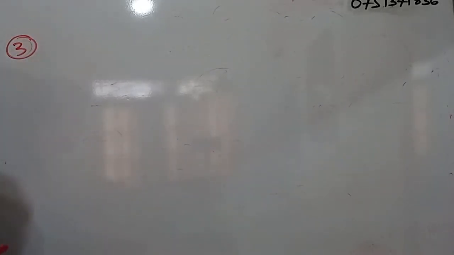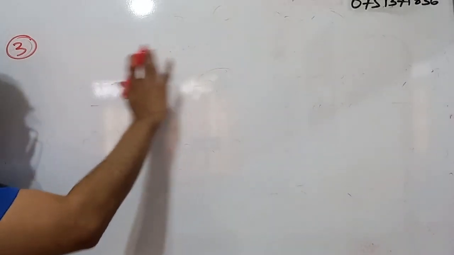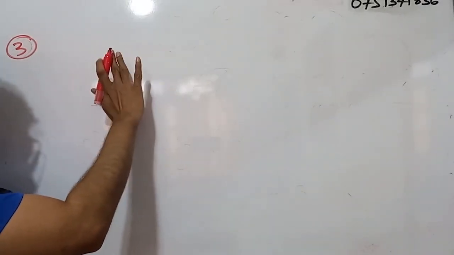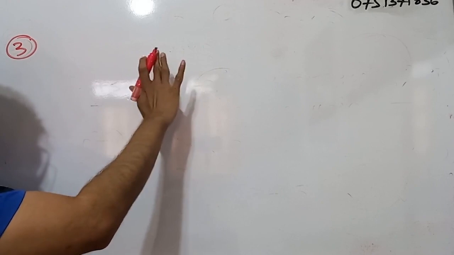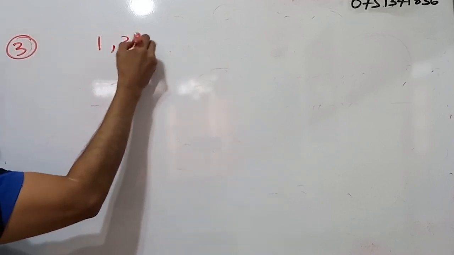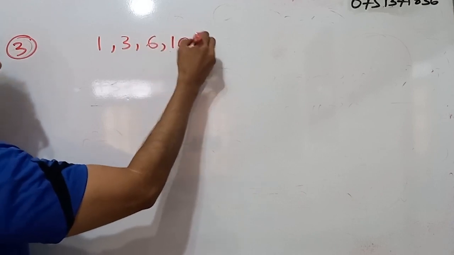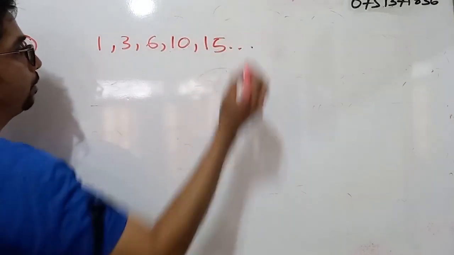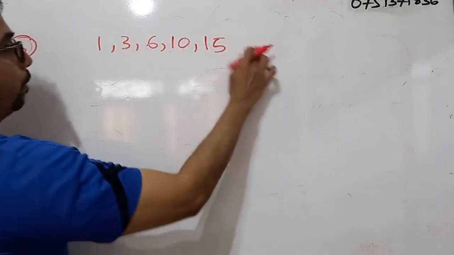Right. Question number 3: what is the sum of integers from 1 to 30? Let's not go straight to the answer, but look at this question a little first. First of all I will write the first 5 consecutive triangular numbers: 1, 3, 6, 10 and 15. Let's take only the first five.